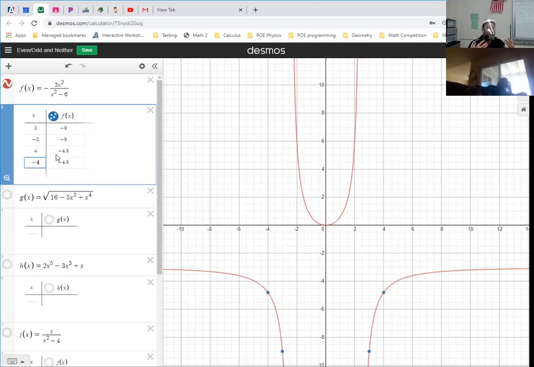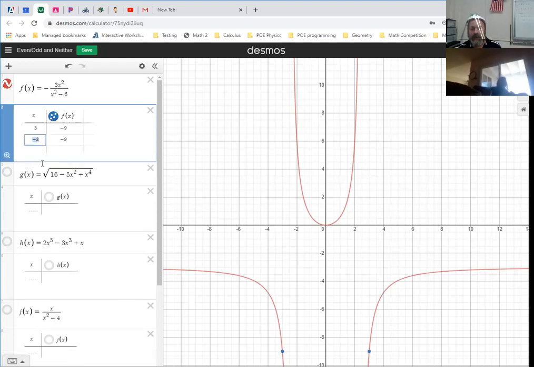But if you were ever asked to graph this thing, why would knowing that it is even be super duper helpful? You only have to plot one side because as soon as you know one side, what do you automatically get? The other side comes for free. Would that be pretty helpful when it comes to graphing? If you're going to plot a whole bunch of points, you know what it looks like. That's super duper helpful.